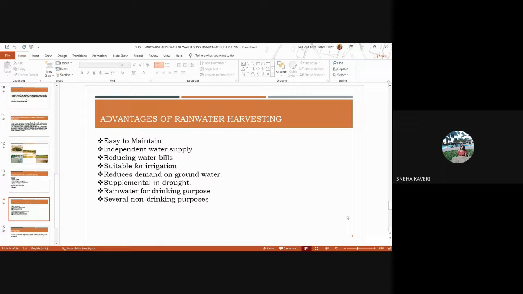On an industrial scale, harvesting rainwater can provide the needed amounts of water for many operations to take place smoothly without having to deplete the nearby water sources.